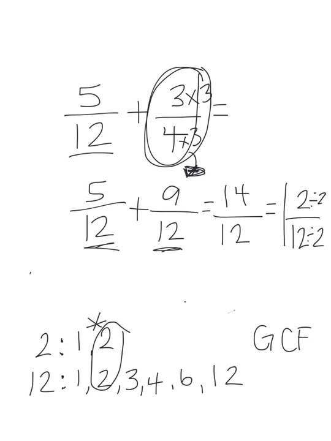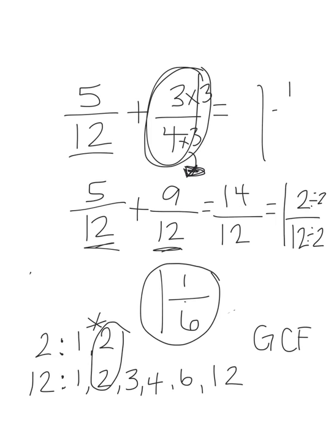And so my whole number, which is 1, is going to stay the same. Well, I know that 2 divided by 2 is 1, and 12 divided by 2 is 6. So my final answer is 1 and 1/6. Okay, so 5/12 plus 3/4 is 1 and 1/6.